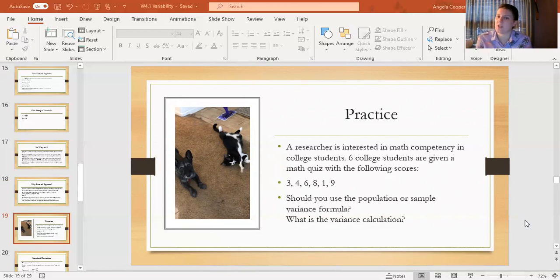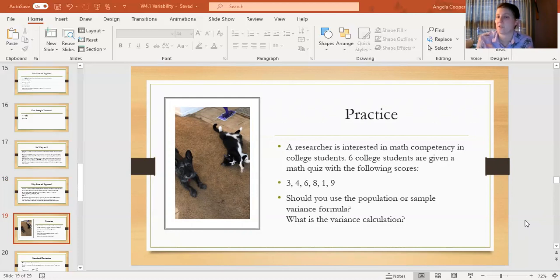So this question is saying we have 6 college students that were given this math test. That's our size, how many people we gathered information from. But that first sentence is imperative to know whether this is population or sample variance. A researcher is interested in math competency in college students. 6 college students are given the math quiz. Well, the researcher is interested in all college students.